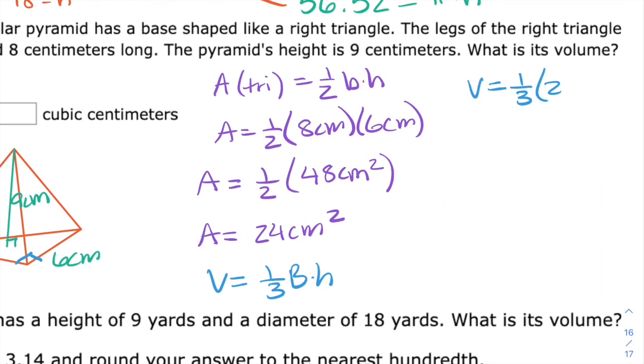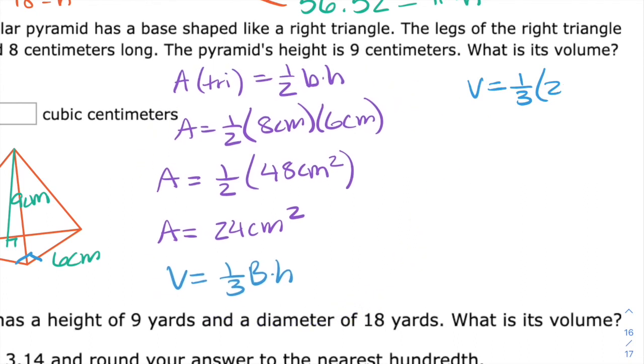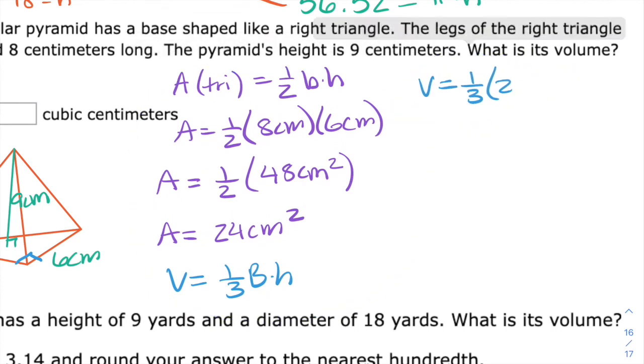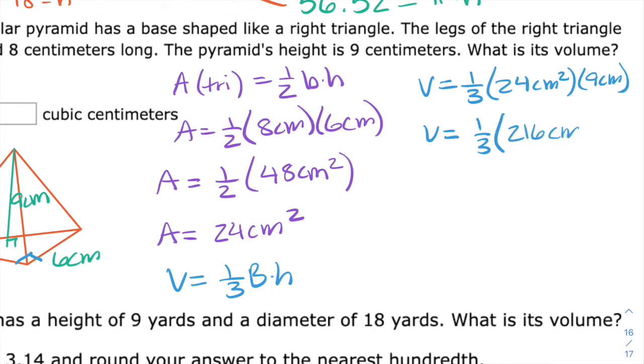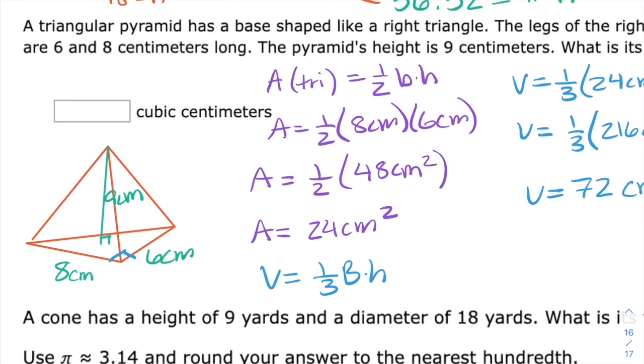Move that over. 24 centimeters squared times 9 centimeters. So definitely be divisible by 3. 1/3 of 24 times 9 is 216 centimeters cubed. And divide that by 3, and you get volume equals 72 centimeters cubed. And that's it.